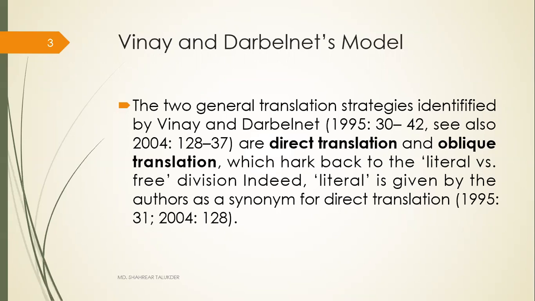So they suggested two different kinds of translation, direct and oblique. Oblique usually means something which is not transparent or vague, difficult to understand. But here oblique means the other way of translating. It's not direct or literal. The other way means you will take freedom.